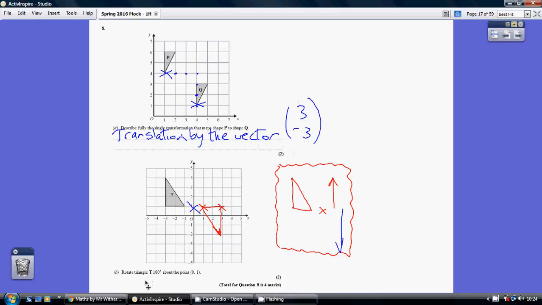Now part B, rotate triangle T 180 degrees about the point 0,1. So you use tracing paper for this. Mark your center of rotation 0,1. Get your tracing paper out. Go and mark the shape T. Put your pencil on the point 0,1. Swivel your tracing paper around 180 degrees.